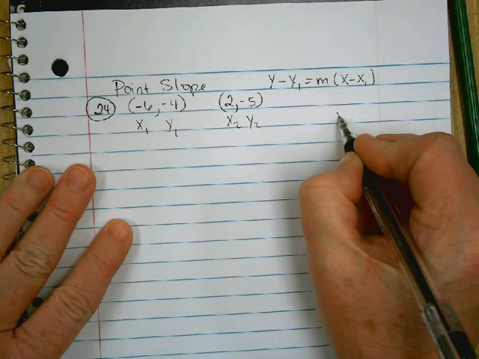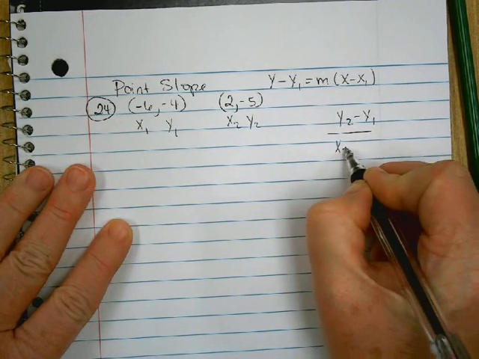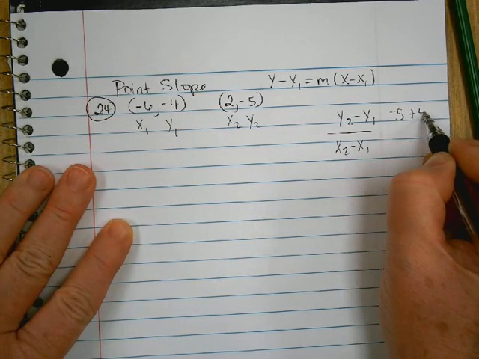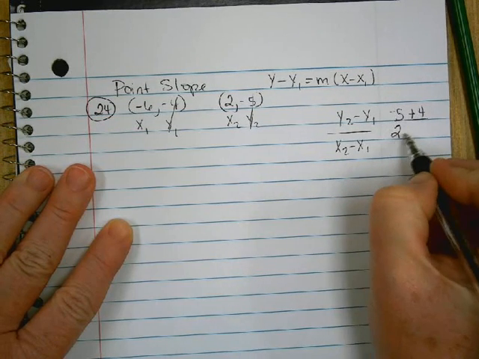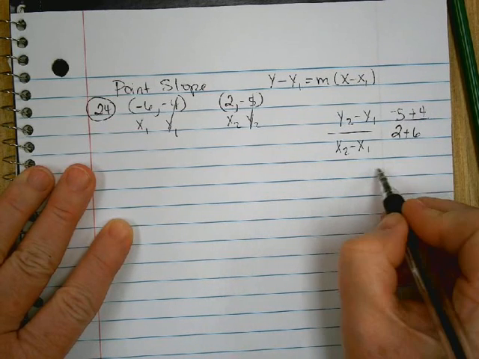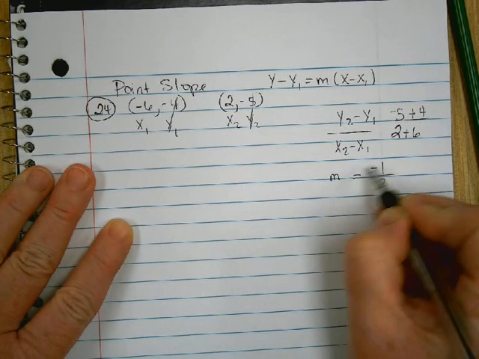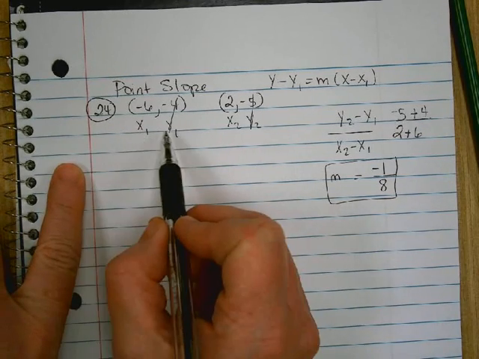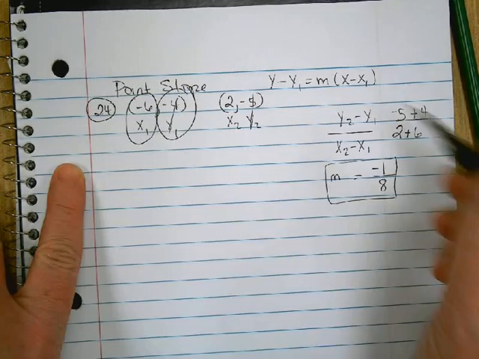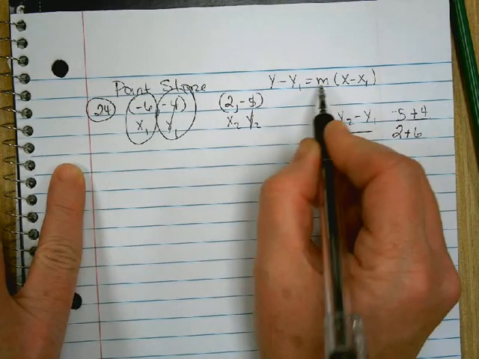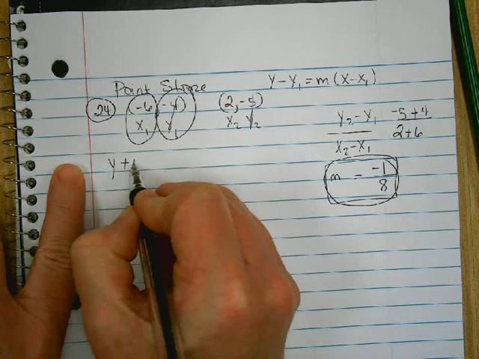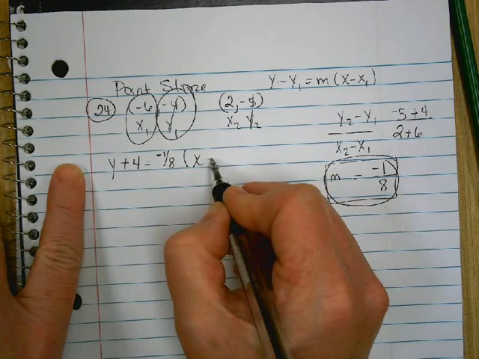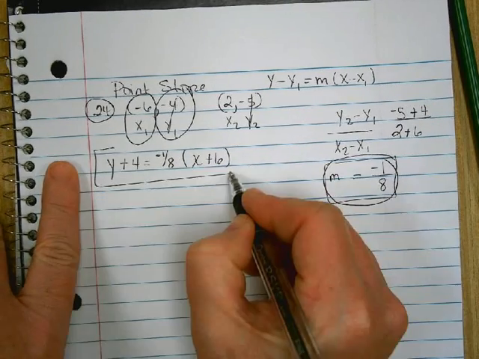Okay, so here's my formula. -5 minus -4, that and that, 2 minus -6. So I get -1 over 8. That's my slope. You've already labeled x sub 1 and y sub 1. So you're going to use this value and this value and this value to put it into that equation. So it's y minus -4 equals m times x minus -6. So this is your answer to number 24.